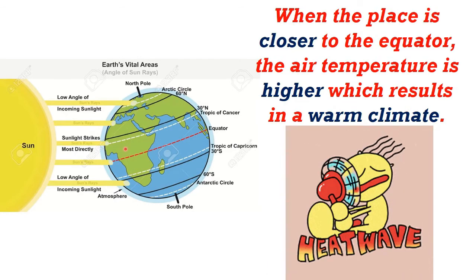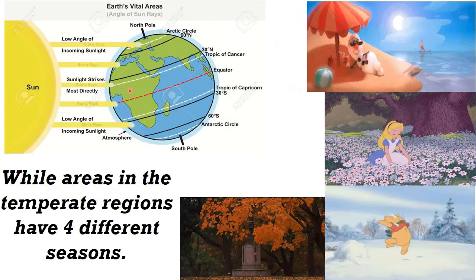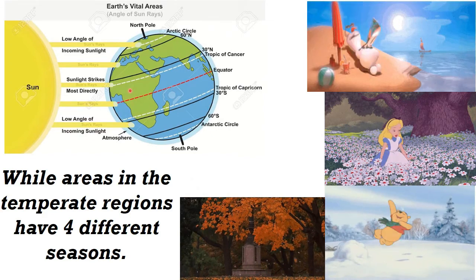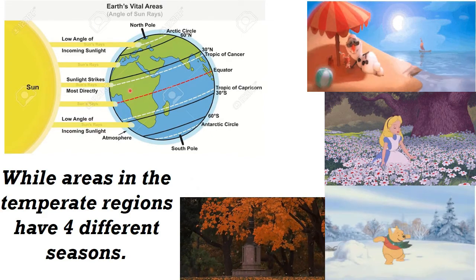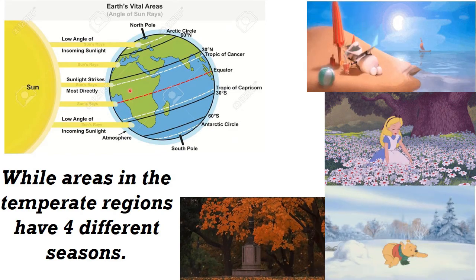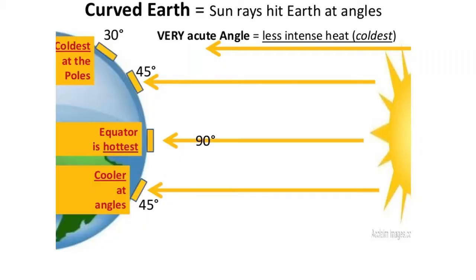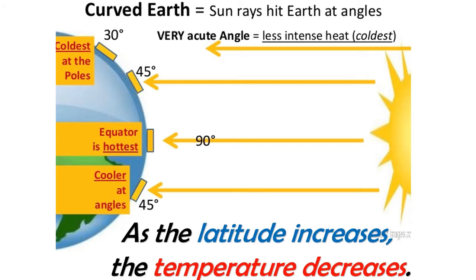When the place is closer to the equator, the air temperature is higher, which results in a warm climate like in tropical regions. While areas in the temperate regions have 4 different seasons: winter, spring, summer, and fall. Remember this class. Places that are near the equator have high temperature, and places that are far from the equator have low temperature. In other words, as the latitude increases, the temperature decreases.